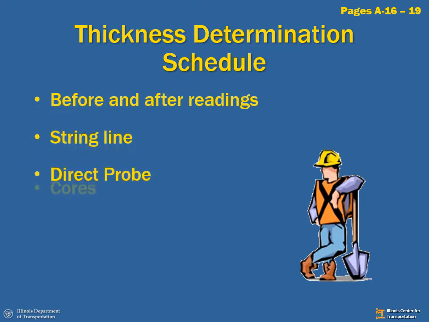Thickness determination schedule. It's a pretty fancy word for what? Depth checks, right? We have thickness requirements for our materials when we need to be taking these depth checks, and we need to write them down, because if we don't write them down, we didn't do them. All right, so we got to document our depth checks. Several different ways to obtain depth checks: before and after readings with elevations. Could use a string line. Could use a direct probe in some materials. And last but not least, we could take cores, especially if we forget to take depth checks.